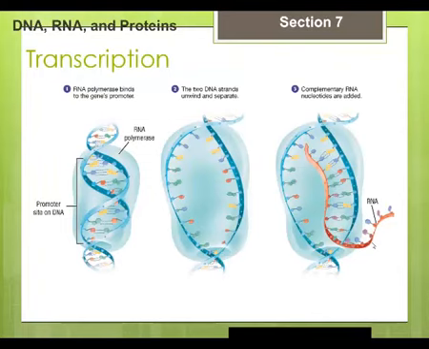Alright, so this picture further explains the process of transcription. Number one, RNA polymerase binds to the gene's promoter. Remember, the promoter is the section of the gene that says, okay, attach here and start making mRNA. So the RNA polymerase attaches. Step two, the two DNA strands unwind and separate. Step three, complementary RNA nucleotides are added. Here in step three, the RNA polymerase is adding new nucleotides to the template side of DNA, slowly creating a big long chain of mRNA. That mRNA can then leave the nucleus and attach to the ribosome in the cytoplasm, where translation can continue and create the proteins that make up our bodies.